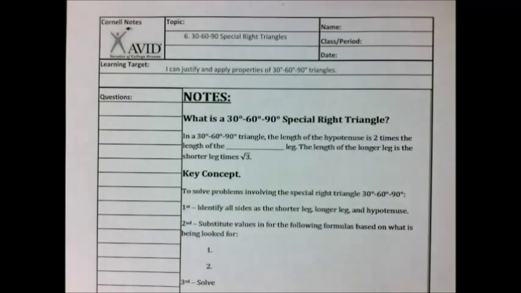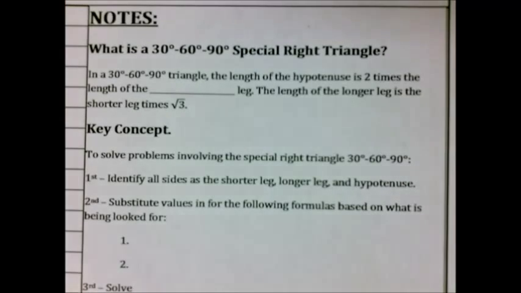Alright, so we're going to talk about 30, 60, 90 special right triangles and go over that a little bit today. Your learning target is: I can justify and apply the properties of 30, 60, 90 triangles. First, let's go over what a 30, 60, 90 special right triangle is.